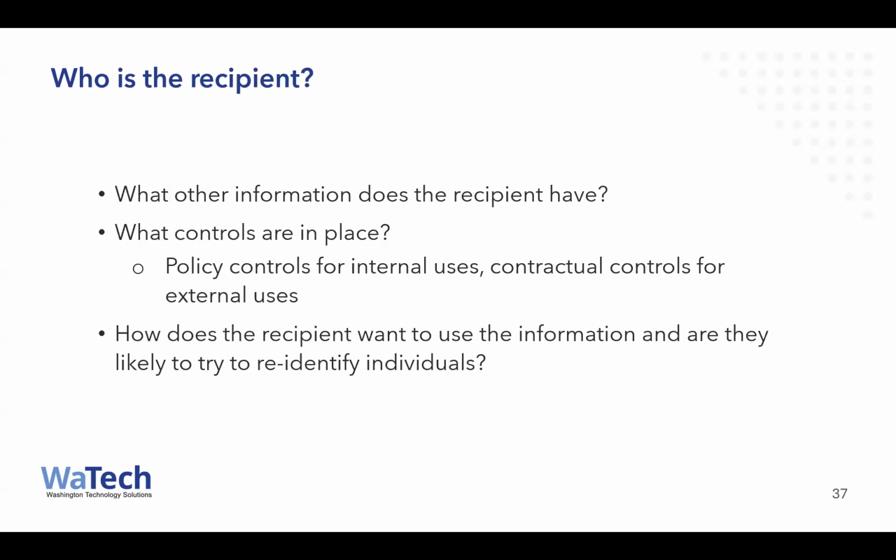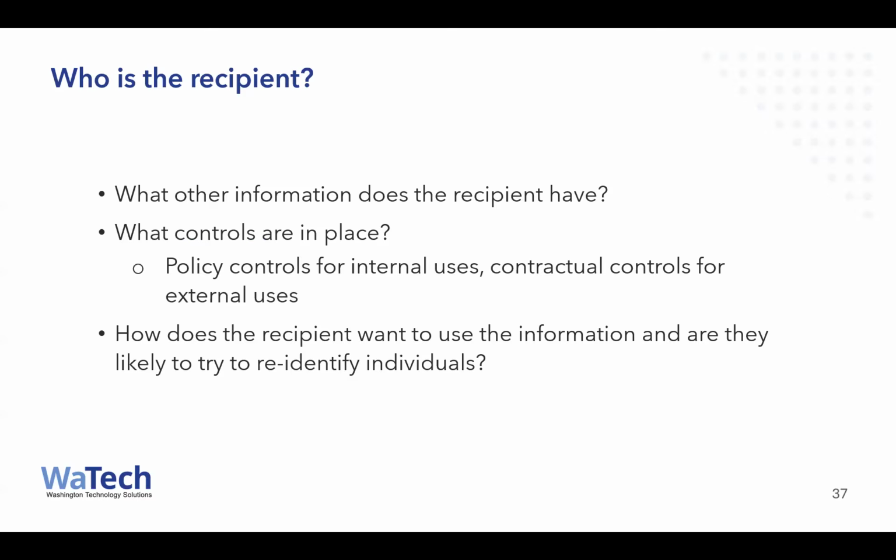We want to think about who the recipient is going to be, which goes directly to the idea of what is the likelihood of an attack or of somebody trying to re-identify a person. So the first consideration is, what other information does the recipient have? So you could consider information that's just out there in the public domain, either for free or that could be purchased. Another consideration that often comes up in the public sector is, do you serve similar populations?